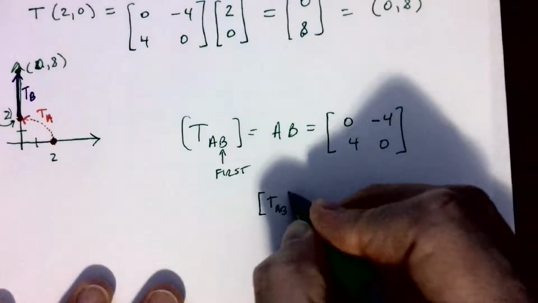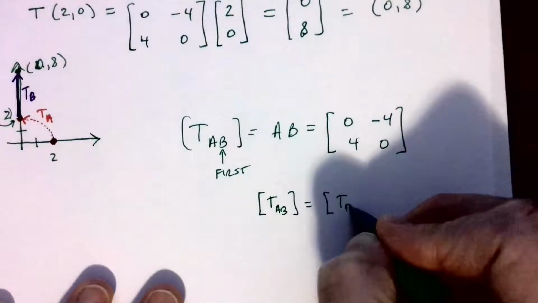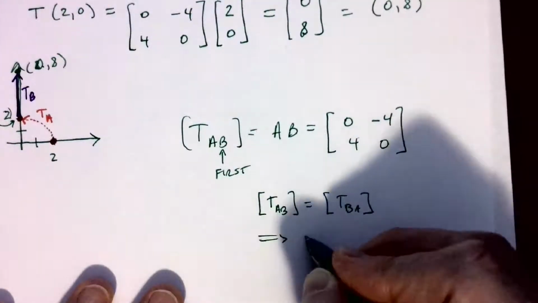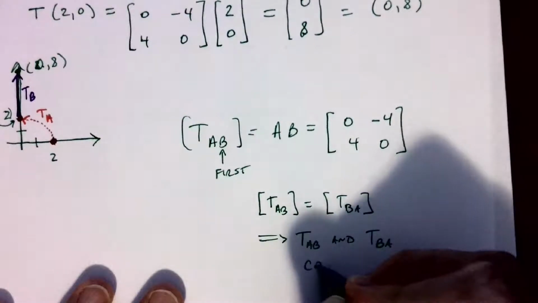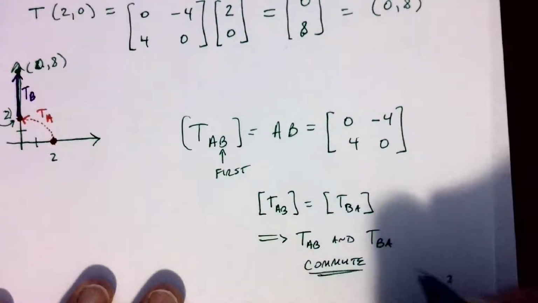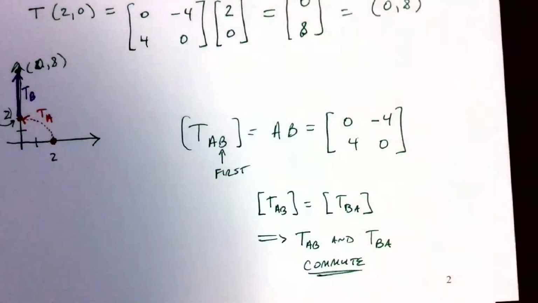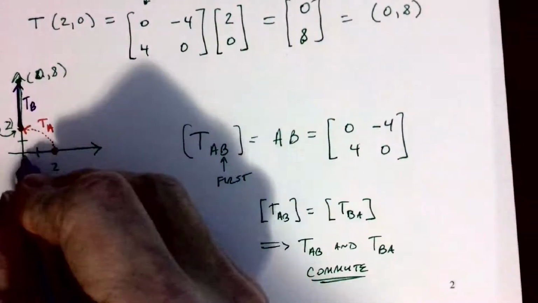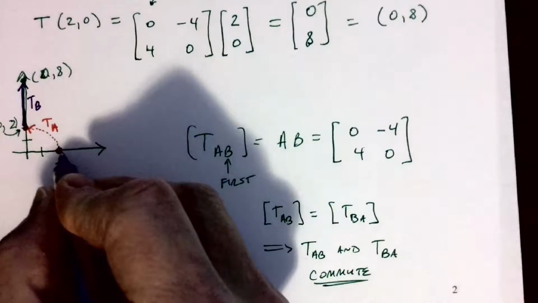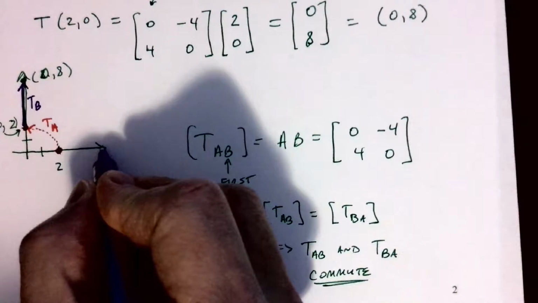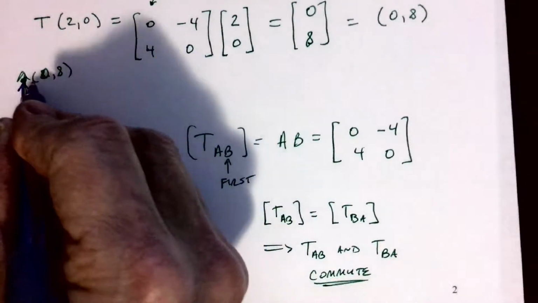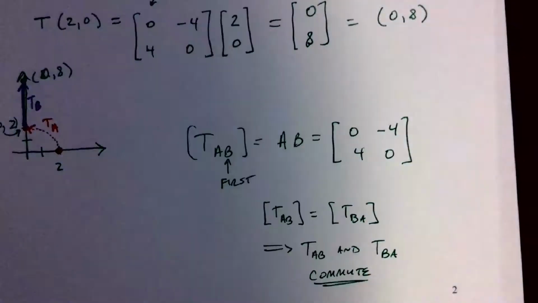And so we get TAB equals TBA. The standard matrices are the same. In this case, we say that these operators, TAB and TBA, commute. That's the word we use, they commute. You can see this would be the case if I instead did the expansion first, expanding by a factor of 4 away from the origin. From 2, 0, I would go out here to 8, 0, and then I do the rotation, I'm going to come around and be right there. Do you see that? So it's the same thing, always.